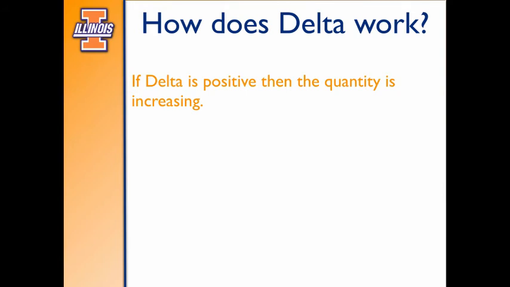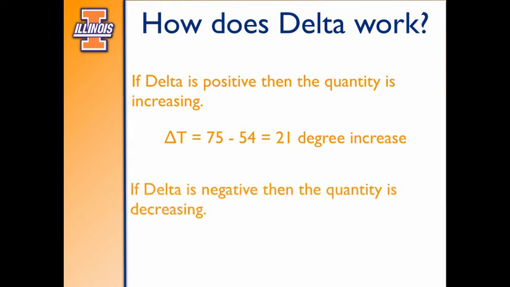If delta is positive, that tells us the quantity is increasing. For example, in my first scenario, I got a positive 21 degrees. That tells me I'm increasing by 21 degrees. If delta is negative, then the quantity is decreasing. In the second example, I got a delta T of negative 14 degrees. That tells me that I'm decreasing my temperature by 14 degrees.